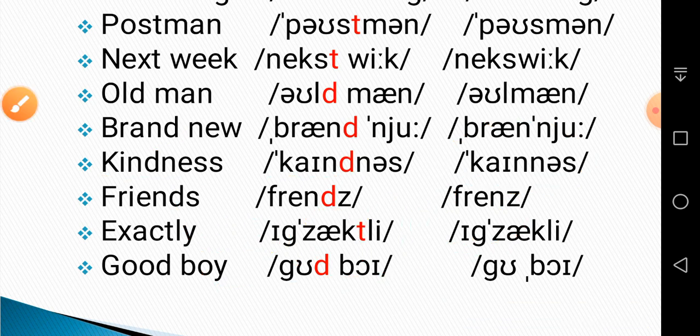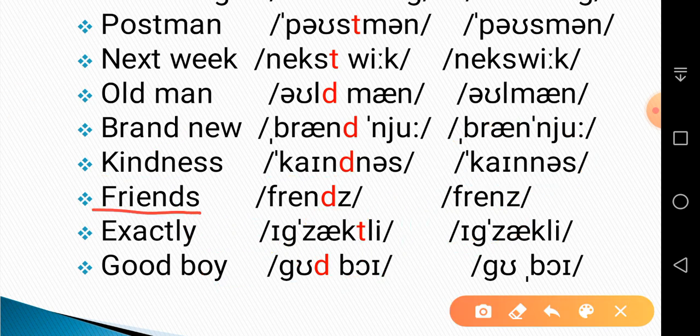Okay, friends. Here is a letter d and here is a sound d, but here there will be no sound like this. Friends, dear friends, like this. Okay, here is another word, exactly, and here is the pronunciation like exactly.